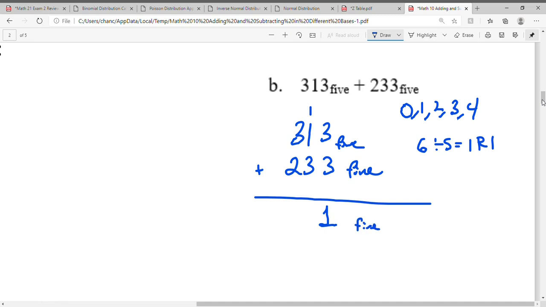Now 1 plus 1 plus 3 is 5, but 5 does not exist in base 5. So you have to convert this by doing 5 divided by 5. That's 1 remainder 0. So we have 0 here, and we'll carry the 1. 1 plus 3 plus 2 is 6. 6 does not exist in base 5, so we'll convert that. Again, that was 1 remainder 1, or 1, 1. So here is our solution for part B: 1, 1, 0, 1, base 5.